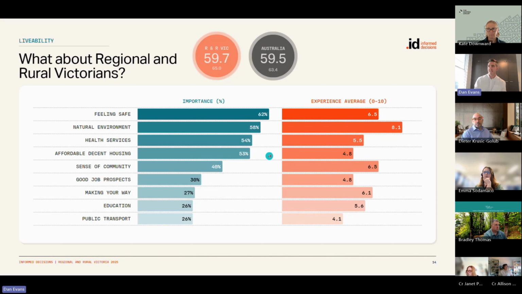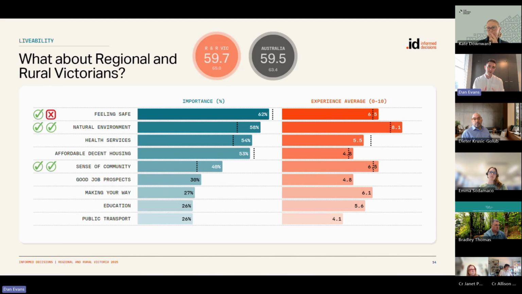for affordable, decent housing. What I've done here now is overlay the national averages on the dots. So this tells us that feeling safe is a bit of a mixed bag. It's really important to regional and rural Victorians, about as important as it is to the average Australian. The local area experiences of feeling safe are a little bit better in regional and rural Victoria than across Australia on average. But I will show you over the next couple of slides that things have actually been getting worse in this topic. So I've put a little bit of a cross against it.